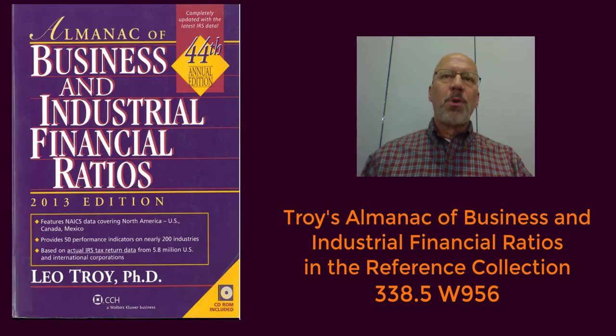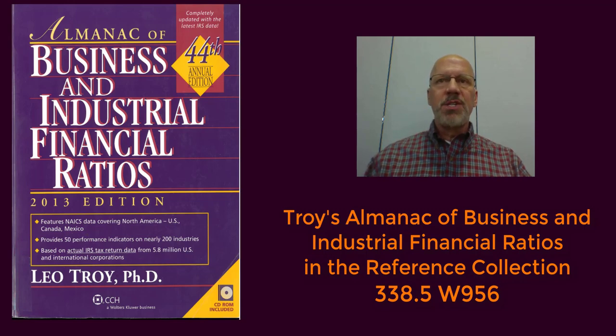The third source I want to cover is the Almanac of Business and Industrial Financial Ratios, which in the library we call Troy's Almanac. This source provides financial ratios for companies in various asset ranges by NAICS number. Data reported are based on aggregate numbers from companies' IRS records. Troy's has been reporting this data for over 44 years, so it's another leader in this kind of financial reporting.